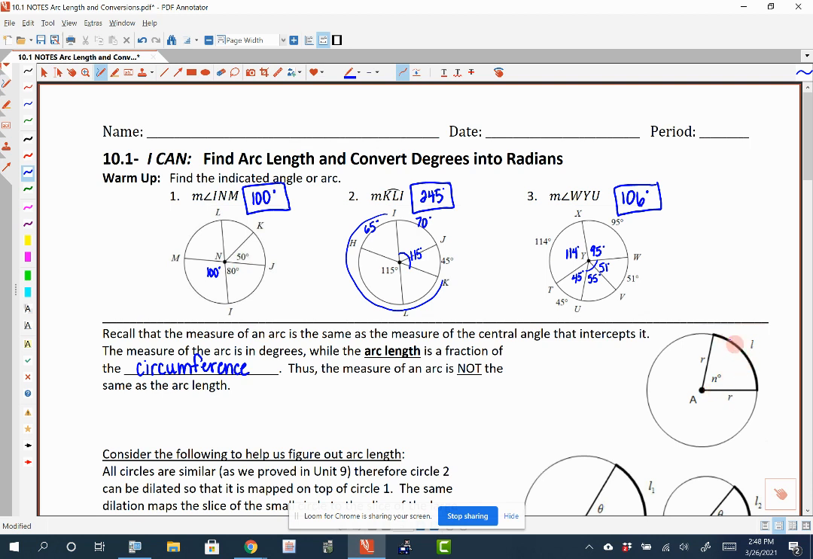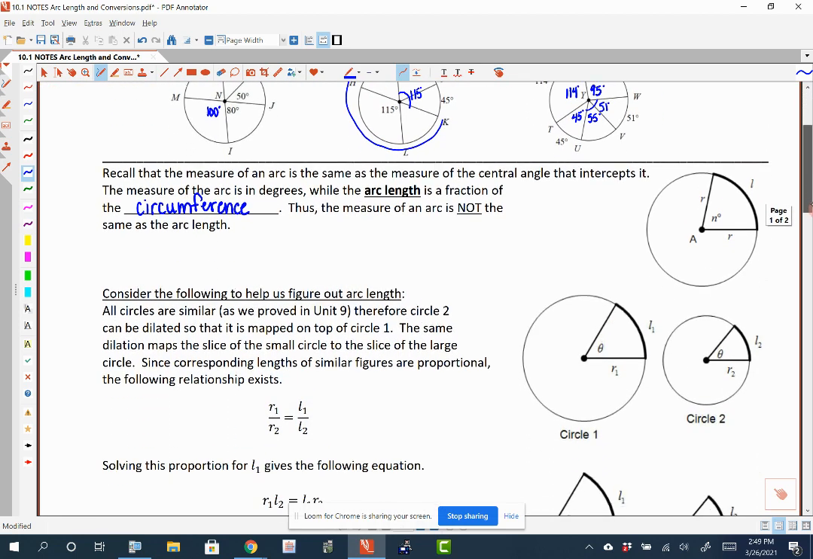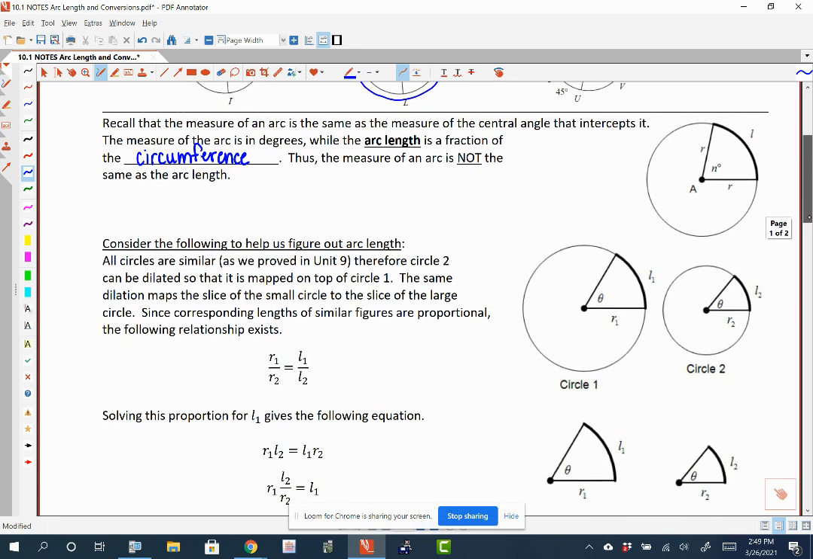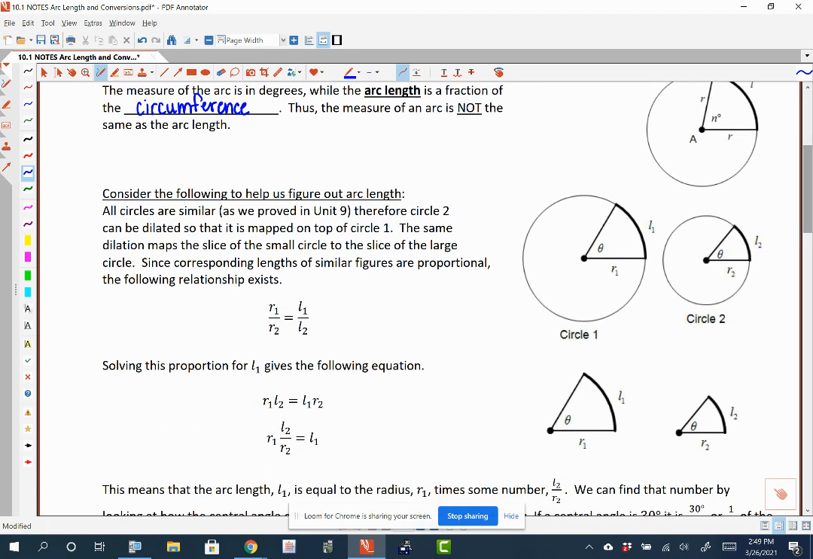which is still going to be the same measure over here, but now with a lowercase l, we're going to talk about length. So depending on how small or how big our circles are, our lengths are going to change because our circumference will change. So we need to figure out some proportions that are going to help us do this. So let's look below. It says, consider the following to help us figure out arc length.